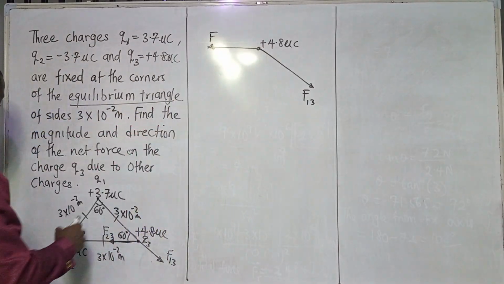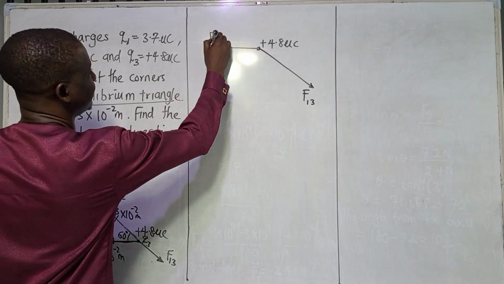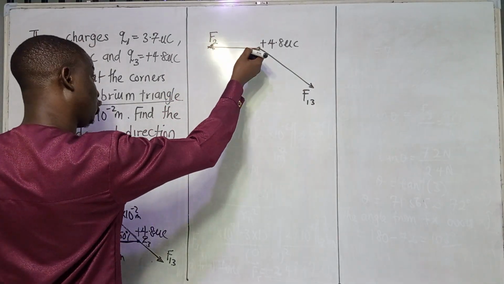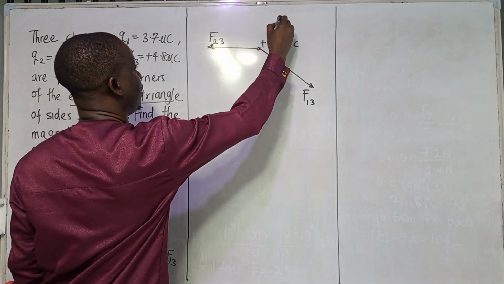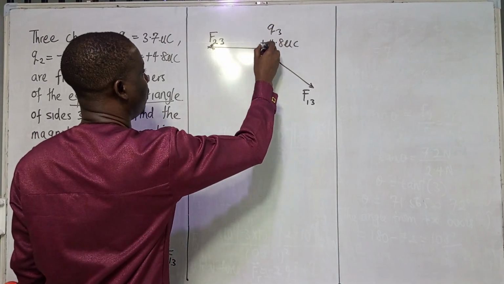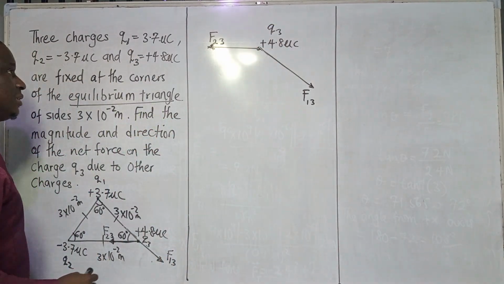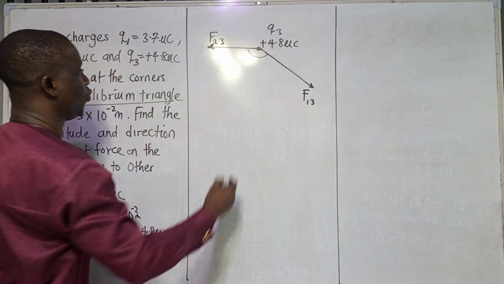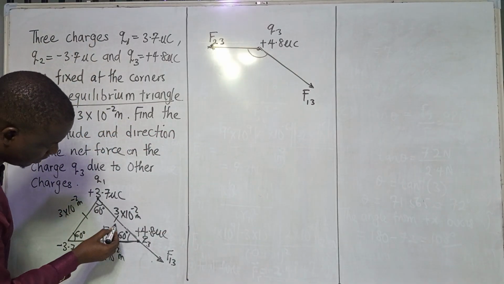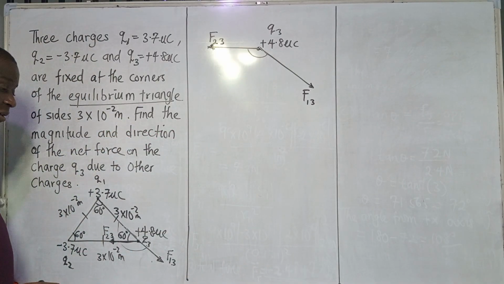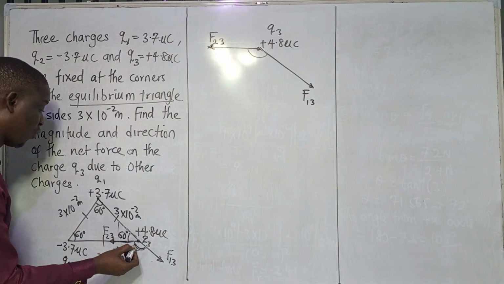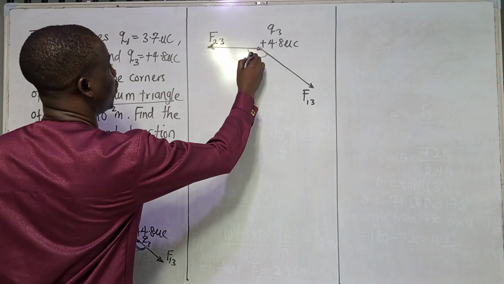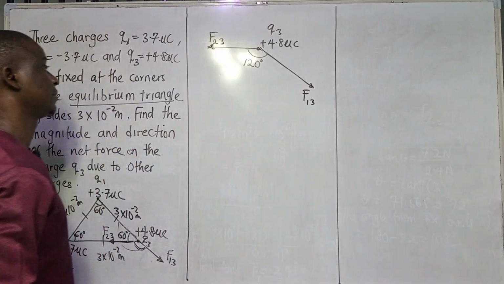Then we have another one like this, which is F2 on 3. That means Q2 on 3, on charge Q3. Don't forget this is the Q3 that we're talking about. Now, the angle between this and this will be 120. Remember, this is a straight line. So if it's a straight line, if here is 60, here will be 120. So here is 120 degrees.